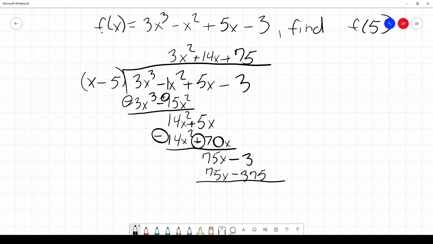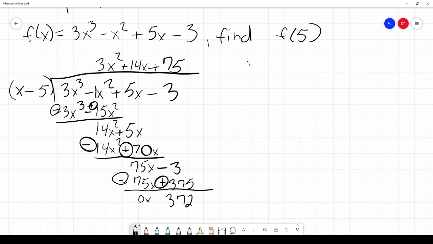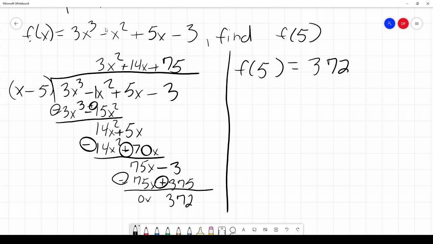Okay, so now we need to subtract, which means we're going to change our signs. So this is going to be 0x, and we have 375 minus 3, so this is going to be 372. Okay, so if I did my math correct, that means f of 5 should be equal to 372. So now another way we can do this is the easier way, really. This was harder, this was longer. I would never suggest you do this to answer this question. If you're trying to find the easiest way, don't do it like this. I'm showing you to demonstrate the remainder theorem.